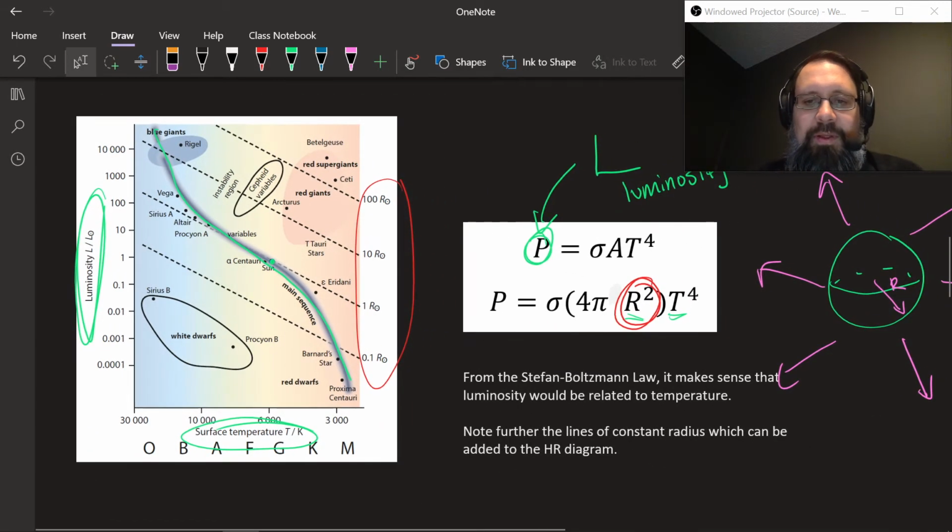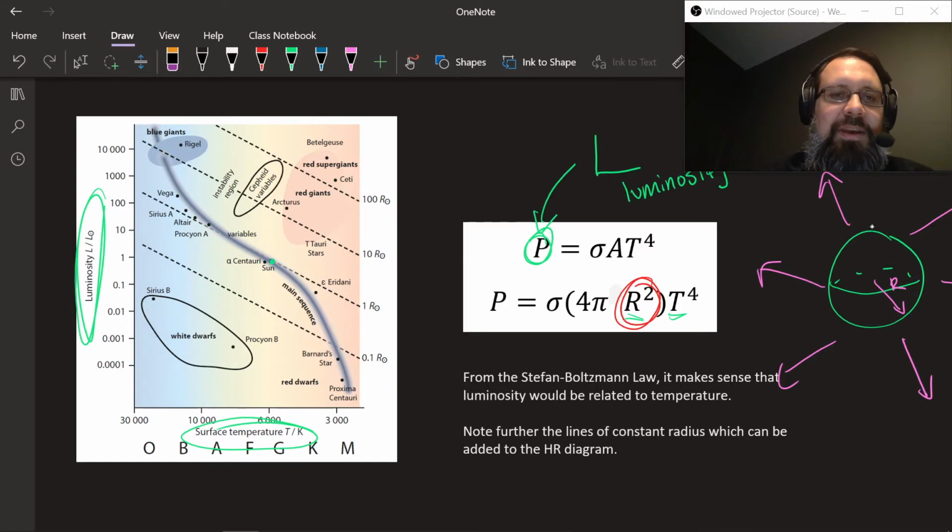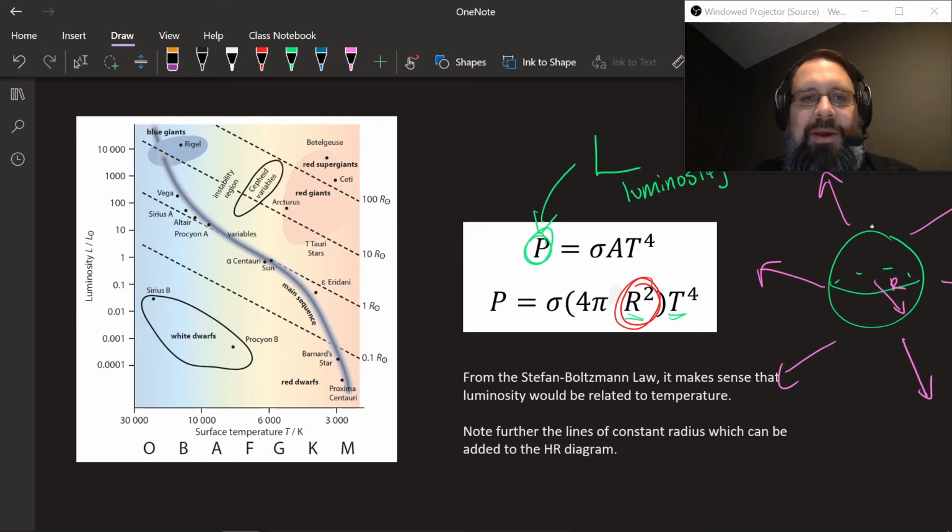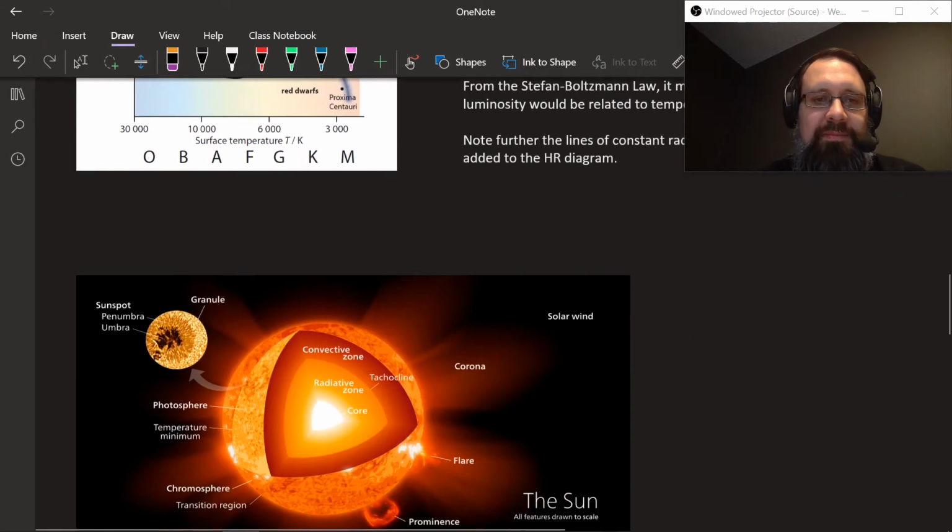All right, note further, the lines of constant radius can be added. So if you ever see those diagonal lines on an HR diagram, those are just lines of constant radius. So not only can you determine the luminosity and the temperature from this graph, but you can also determine the radius of the star, which is cool.